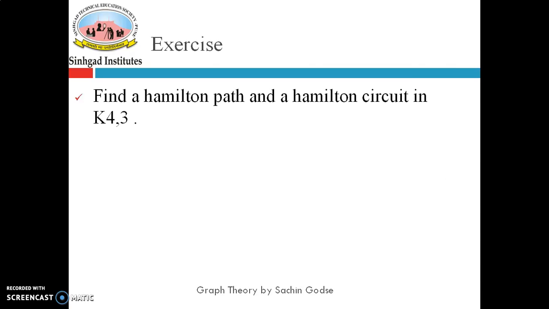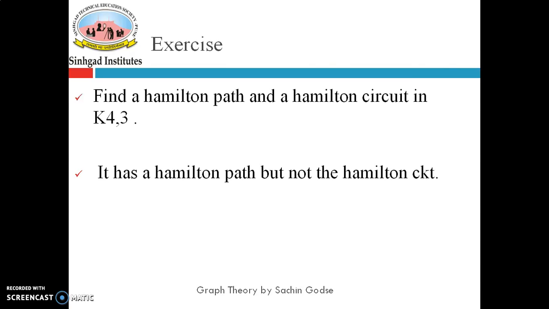Find a Hamilton path and Hamilton circuit in K4,3. So it is a bipartite graph in which the vertex set V1 contains 4 vertices and V2 contains 3 vertices. Here you have to find whether a Hamilton path exists or not, and whether a Hamilton circuit exists or not. So what is the condition for a Hamilton path?